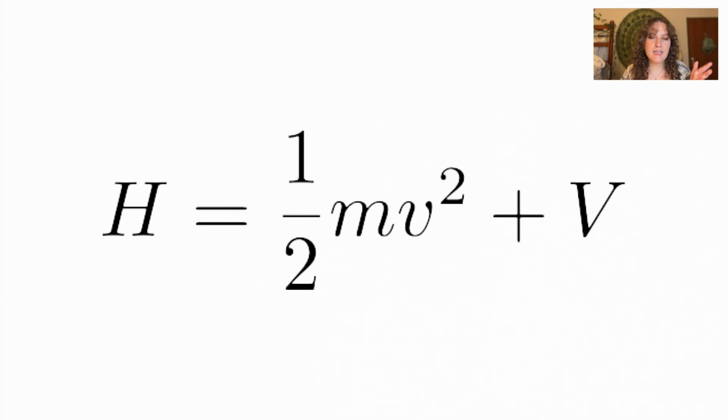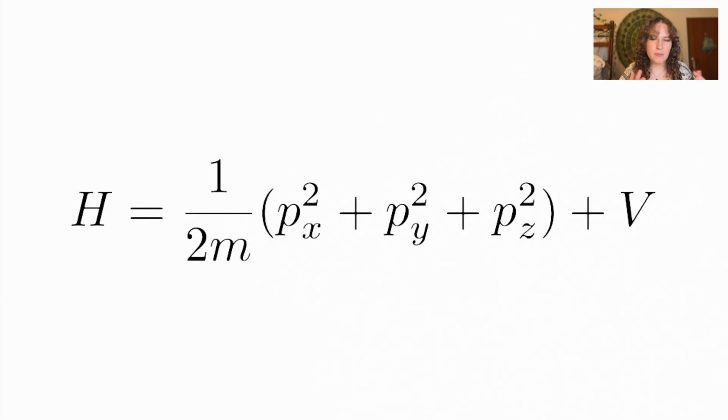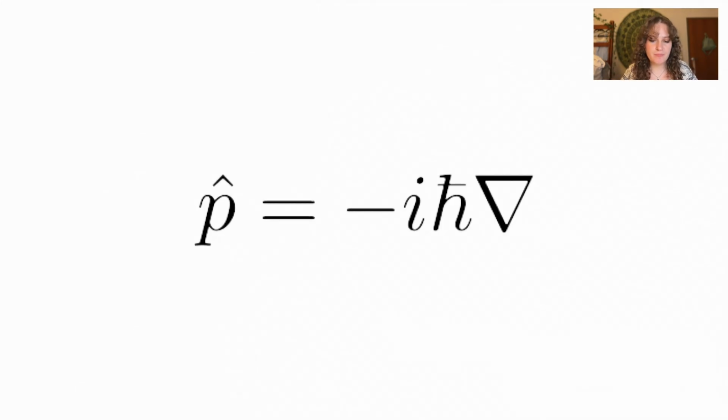One quick rewrite: instead of 1/2 mv squared, I'm going to use momentum. Since p equals mv, kinetic energy 1/2 mv squared is the same thing as p squared over 2m. In 3 dimensions, that's px squared plus py squared plus pz squared, all divided by 2m. Now here's where quantum mechanics does its thing. In quantum mechanics, momentum isn't just a number, it's an operator. Specifically, the momentum vector becomes negative i h-bar nabla, where nabla is shorthand for take the derivative in every spatial direction, x, y, and z.